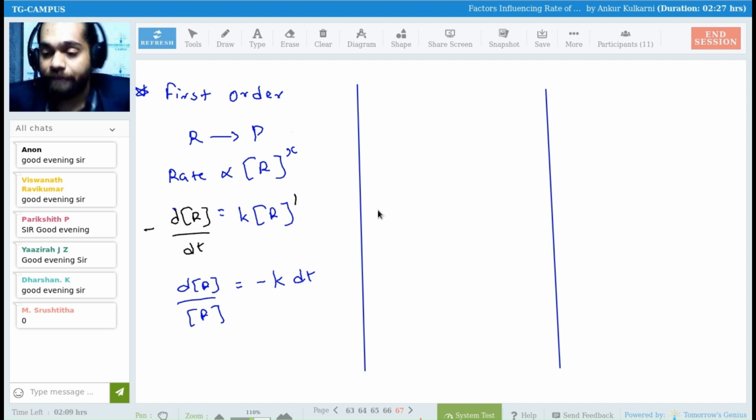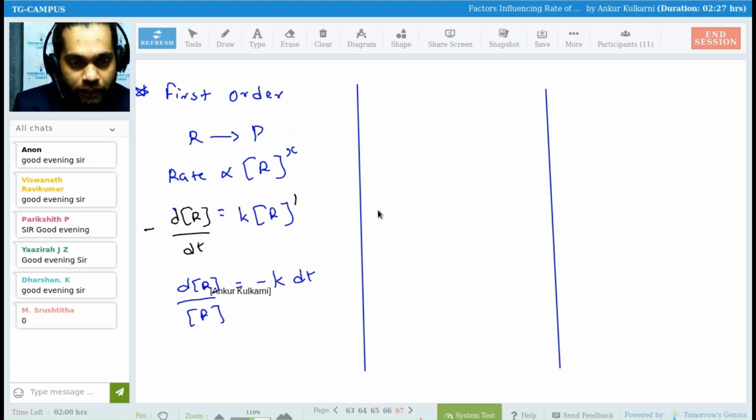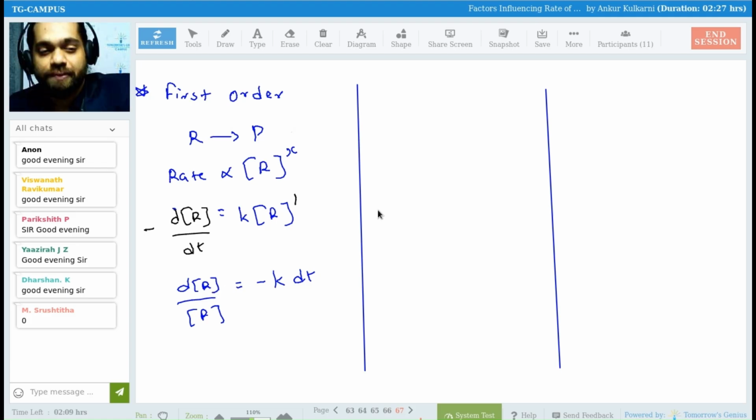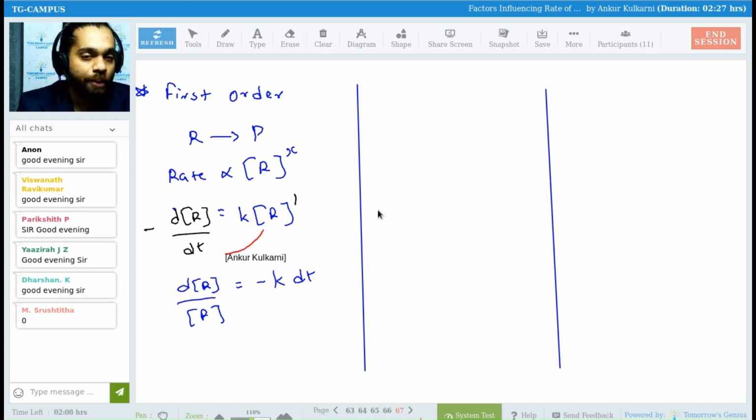First look at this step and tell me, is everyone clear? Is it clear what I have done? I have not done anything complex. I have taken R to the denominator, dt to the numerator, because equal to is there in between. And I have multiplied the whole equation by minus, so this will become plus, this will become minus. Is it clear?